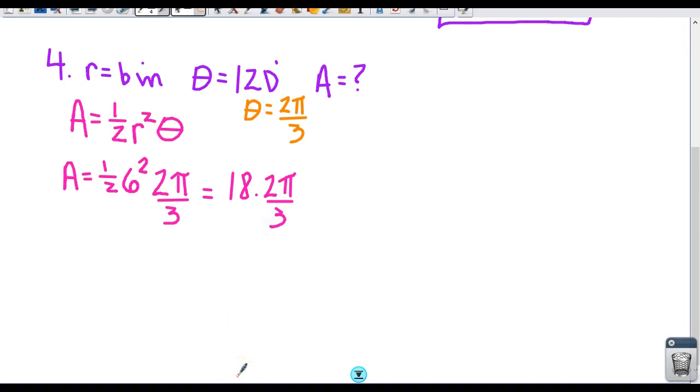Can I reduce before I multiply? I highly suggest you learn how to reduce before you multiply. I mean, I could square 6, multiply it by 2, and get 72 over 6 and then go from there. But if I just reduce along the way, I can put that over 1. 3 goes into 3 once. Goes into 18 6 times. So in the end, what is my answer? 12 pi. Okay? So 12 pi, what are my units here? Inches squared. Good, because it is area, right? That is the area of the sector.